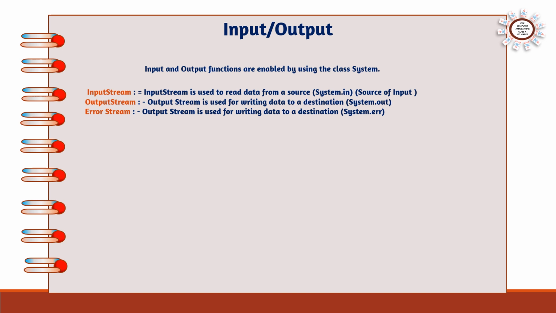It is referred to as system.in. Output stream means it shows the data to a destination, mainly the monitor, system.out for printing. And error means if any mistake occurs, then it will show the error, and that is known as system.err. In this video we are going to discuss the input stream and output stream. The error stream we will discuss in another video, where we are discussing exceptions and errors.